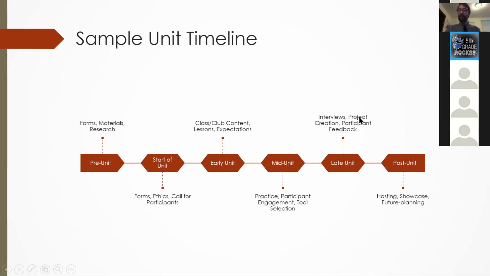And then late in the unit, you're looking at the end of third quarter, beginning of fourth quarter. This is where we would be heavy into the interview process, but also making the projects, having that feedback loop where we were checking in with the participants to make sure they were comfortable with what we were making, and finalizing the projects. And then finally, post-unit at the end of the year, this is where we would publish the pieces and share them out with the community. So that was a sample of mine as a year-long process, but you can also condense this down into a single month if you want to do it all at once.